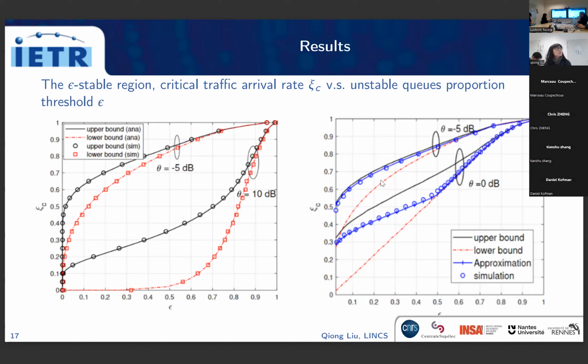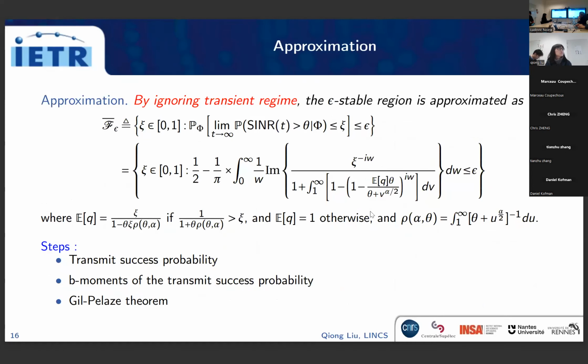And in this figure, I plot the simulation and the approximation, also the upper and lower bound. We can see that if the SINR detection threshold is quite small, the transmission will always tend to succeed. The critical arrival rate will be close to the upper bound. And if theta equals 0 dB, the critical arrival rate is close to the upper bound when epsilon is small, which means allowing more unstable queues in the network, and it will go close to the lower bound when epsilon is large. And this point comes from the step function here.